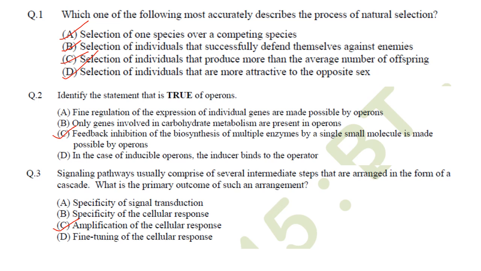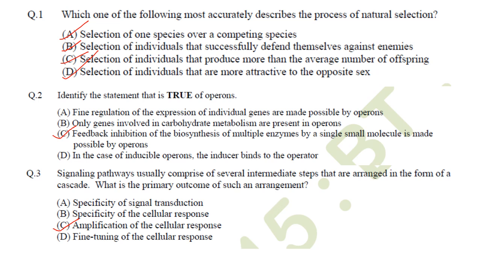Feedback inhibition of the biosynthesis of multiple enzymes by a single small molecule is made possible by operons. That is correct. If you see the case of lac operon, beta galactosidase breaks down lactose, and when lactose is depleted, the product, that is glucose, acts as a feedback inhibitor, preventing further transcription of the operon. So C is correct. In the case of an inducible operon, the inducer binds not to the operator but to the repressor.